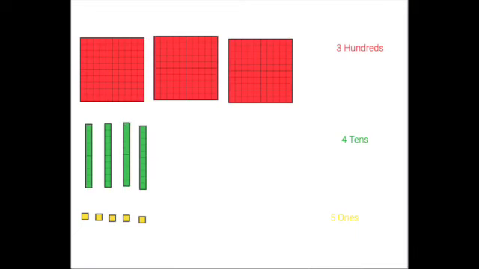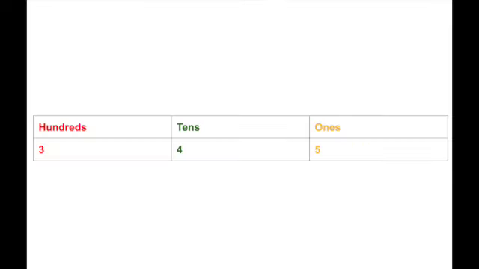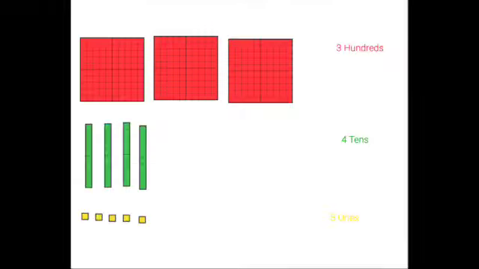So the number that we have is 345, and we can see that being represented by having 3 hundreds in the red, the 4 tens in green, and the 5 ones in yellow. We know that the 3 is in the hundreds place, the 4 is in the tens place, and the 5 is in the ones place. By breaking it down into this image right here, we see the number 3 in the hundreds place, the 4 in the tens place, and the 5 in the ones place, giving us 345, represented by each color, as in the last picture.